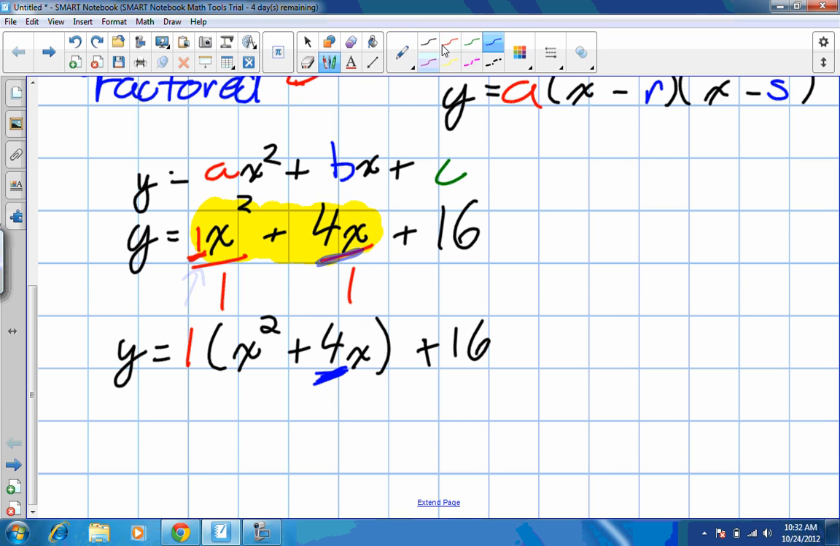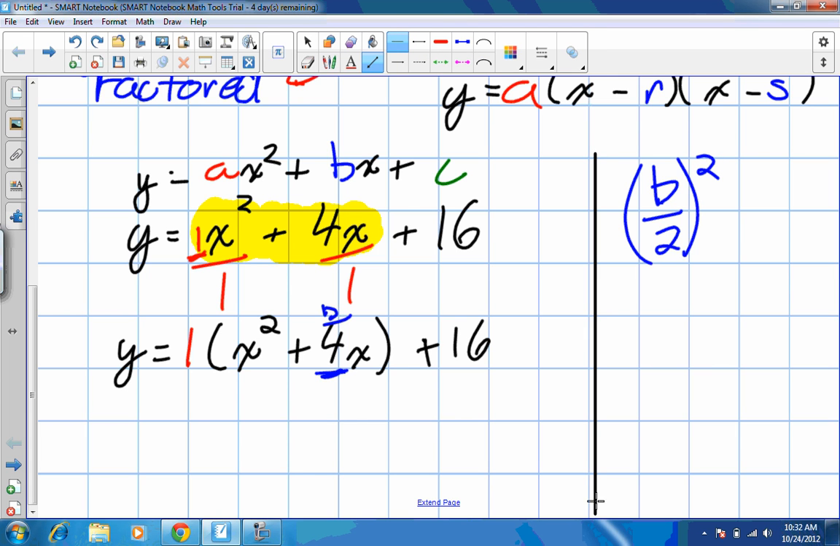Okay? There's a little side equation I need you guys to get used to. b divided by 2 squared. Okay? Our new b term is going to be put through that equation, and we're going to use the answer to that to go back into this. So, our b term is 4. We're going to take 4 and divide it by 2, and then square it.